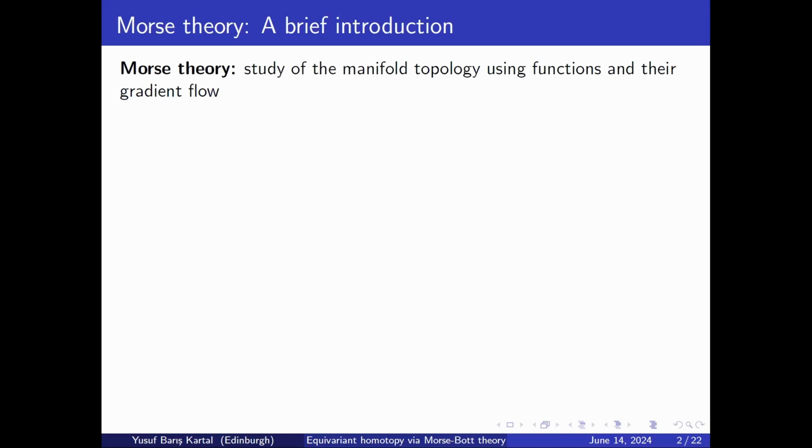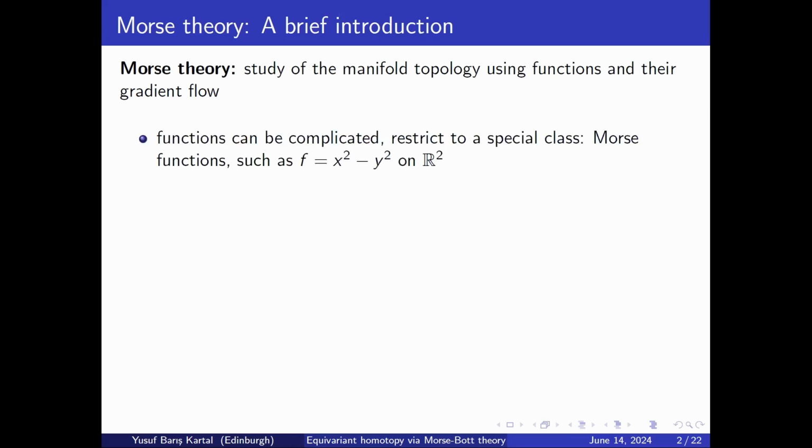Okay, so let me start by briefly introducing Morse theory. Morse theory is the study of manifold topology using functions and the gradient. But functions can actually be complicated, so we restrict to a special class of functions called Morse functions. This is an example.